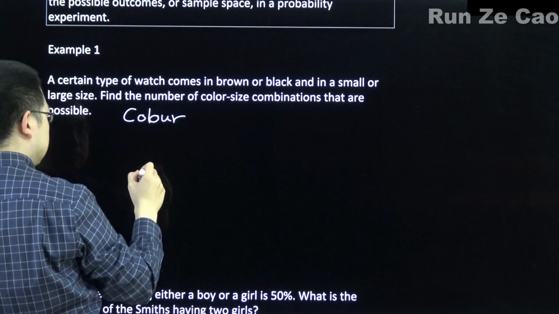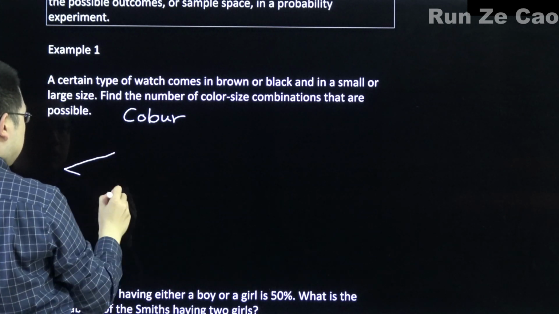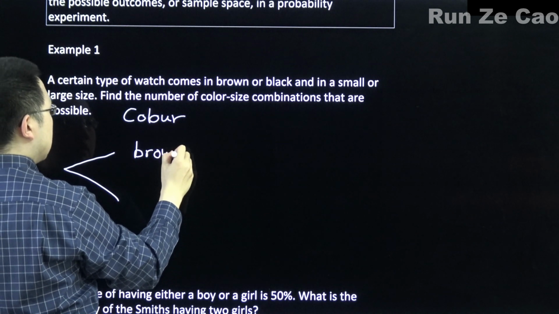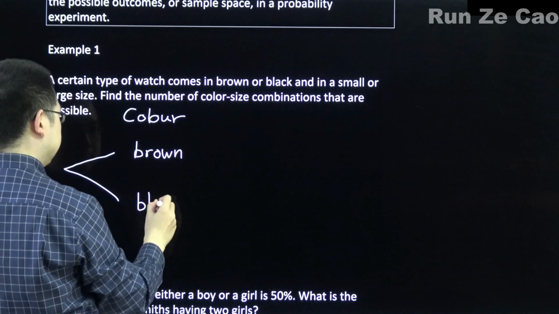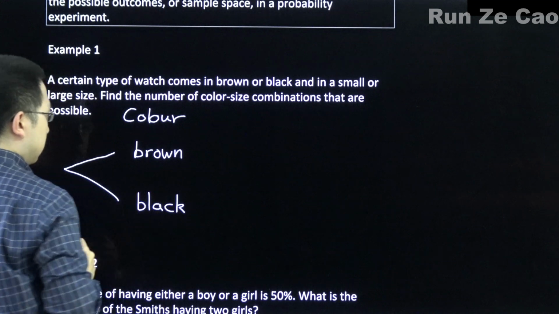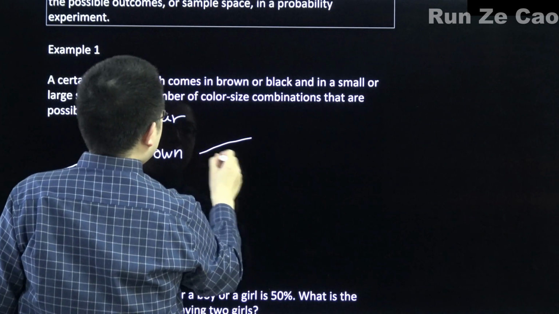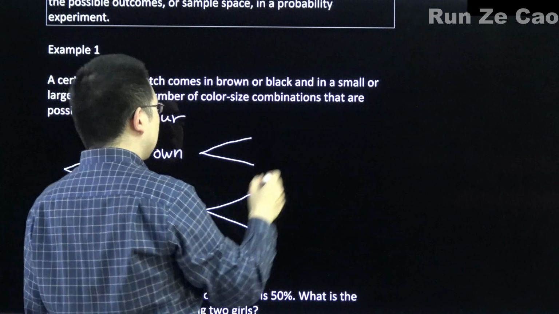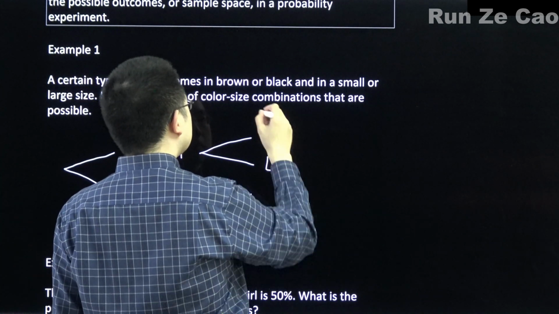Color. Start at the beginning. Brown and black. Now, each of these we can choose small or large size.